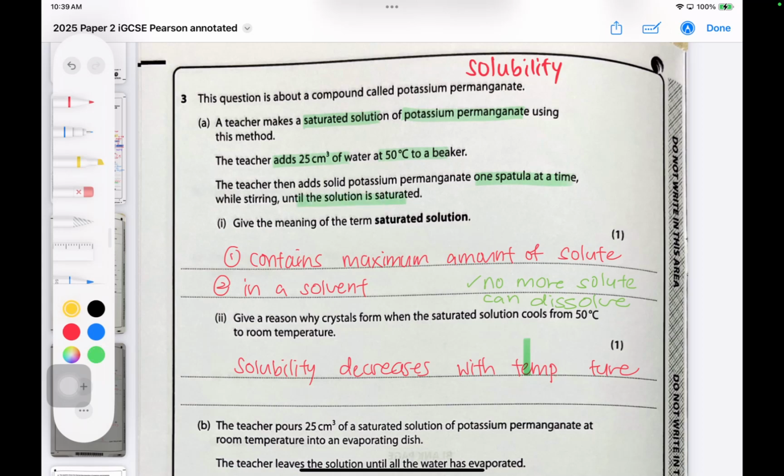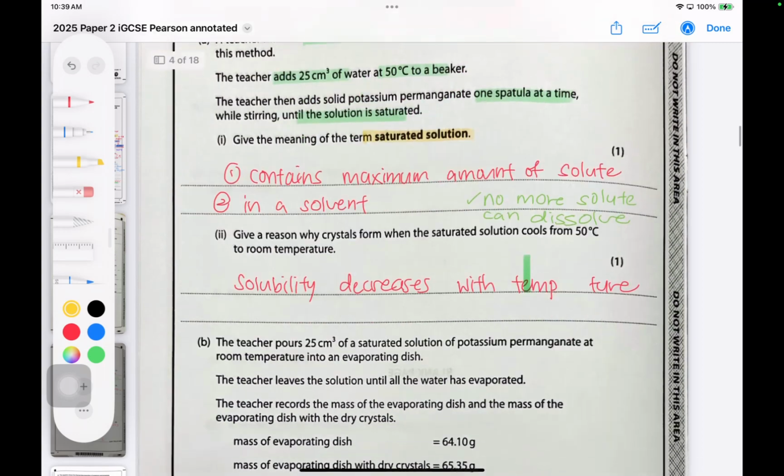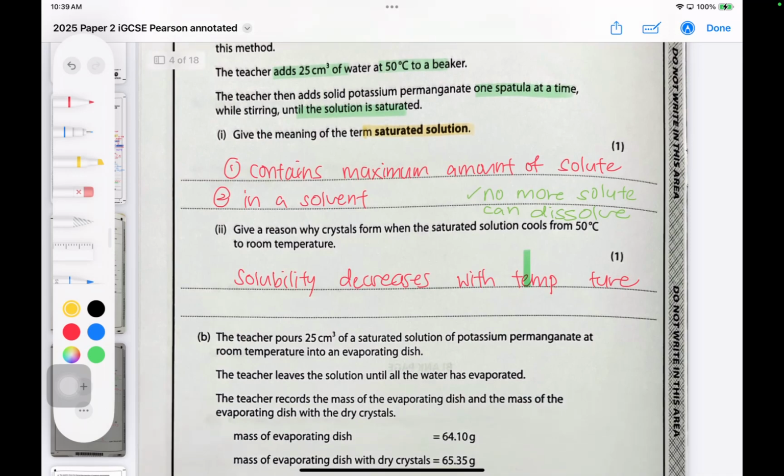So the first question is coming in and they ask you to define the term saturated solution. Most students have the idea of what a saturated solution is, but they find it a challenge to pen it down in words. So how do we approach this question? If you simply say no more solute can dissolve in a saturated solution, you actually can get 1 mark. Interesting, isn't it?